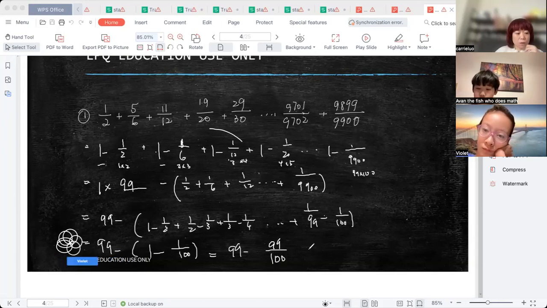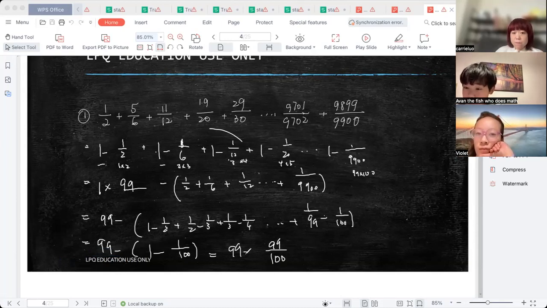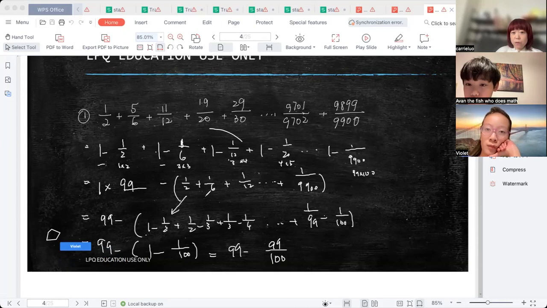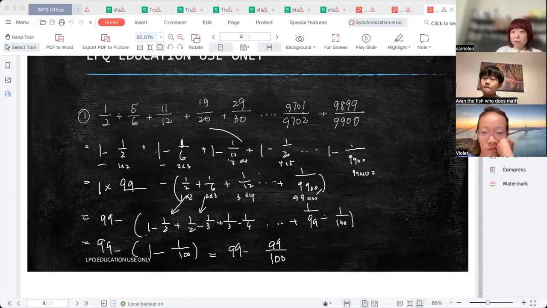I don't get the part like 99 minus 1 minus 1 over 2. Which part? Like the 1 over 99 part. 1 over 99, this one? Yeah. This one we do, you've done it so many times already. Because 1 over 2 equals 1 over 1 times 2, and 1 over 6 equals 1 over 2 times 3, and 1 over 12 equals 3 times 4, and so on to 99 times 100. Right, just what we did before. You forgot, right? Oh, the little fish kicked in again. So it equals 98 and 1 over 100.